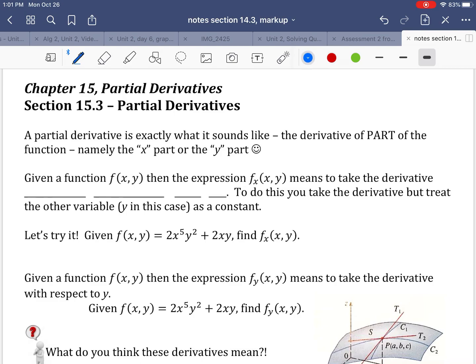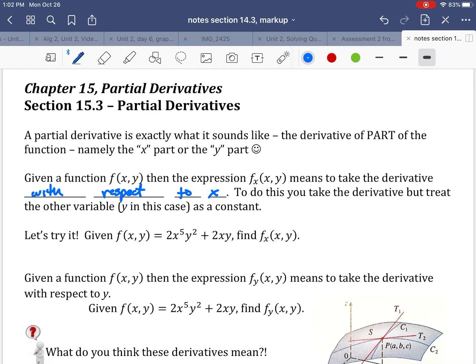So here we go. A partial derivative is just what it sounds like. It's a derivative of part of the function, namely the x part or the y part. When you're given a function f of x, y, or basically z, if you write f sub x of x, y, it means to take the derivative with respect to x. Basically you're treating all the y parts as constants, and so their derivatives are 0 if you need to take the derivative.